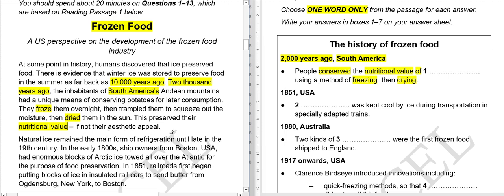Now I will give you a few seconds while I write question number one here. I will give you a few seconds to figure out the answer.